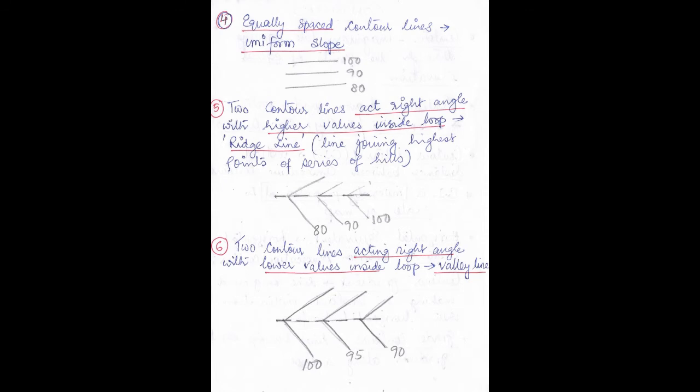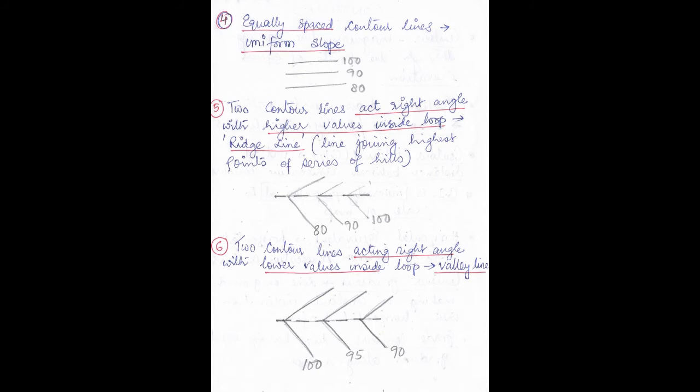Point number 5. Two contour lines acting at right angle with higher values inside the loop represent a ridge line. That is the line joining the highest points of the series of hills. Let us see the diagram. In this diagram, you can see that the two contour lines are at 90 degrees with each other, and here the values are 80, 90, 100. That means higher values inside the loop and lower values outside the loop. So, this represents a ridge line.